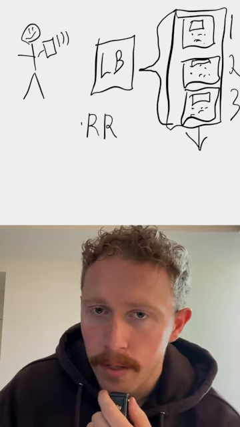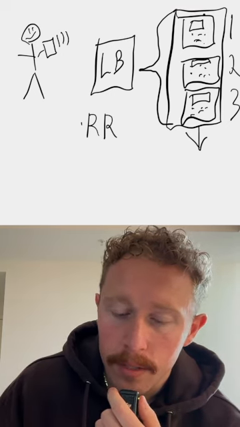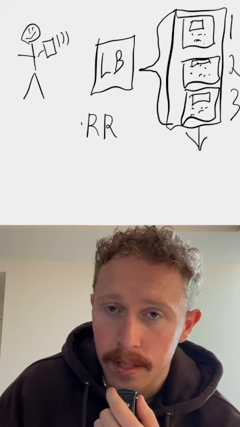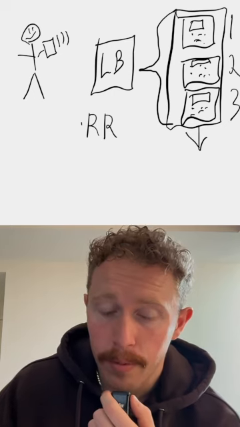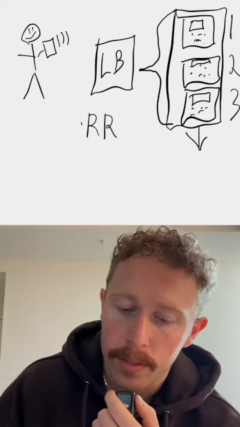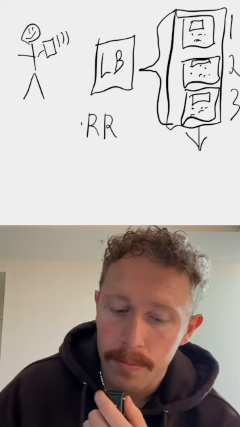What round robin is, you basically just go, let's do the first one first, then the second one, then a third request comes in. We're going to do the third one. Okay, we went all the way around. So now the fourth request comes in. We're going to hit number one again, then two. You get it. It's round robin.